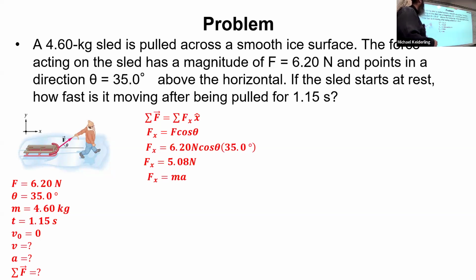Then we can use force equals mass times acceleration to find the acceleration. The acceleration is force in the x direction over mass, which is 5.08 newtons divided by 4.6 kilograms, which gives us an acceleration of 1.1 meters per second squared.